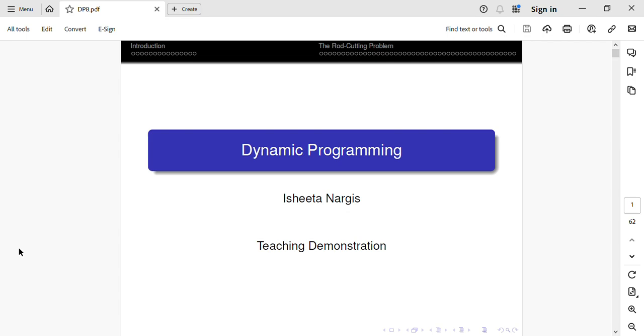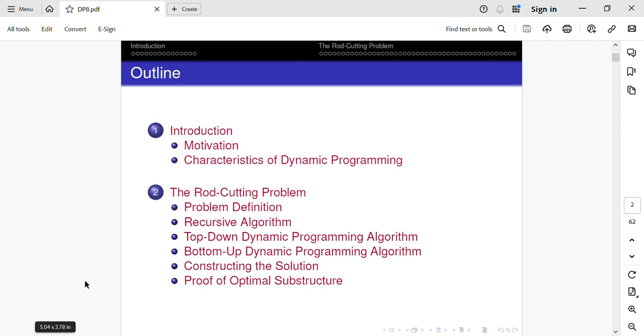The topic of my teaching demonstration is dynamic programming. So here is the plan of my talk. At first, I will give some motivation for why we should learn the dynamic programming technique, and then I will describe some characteristics of problems that can be solved using dynamic programming, and then I will go into detail for one particular problem, the rod cutting problem.